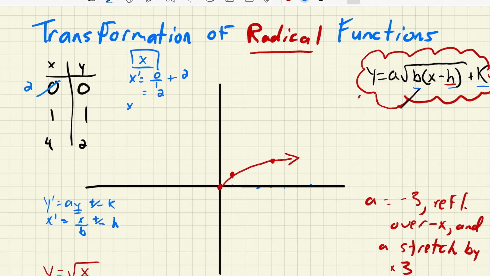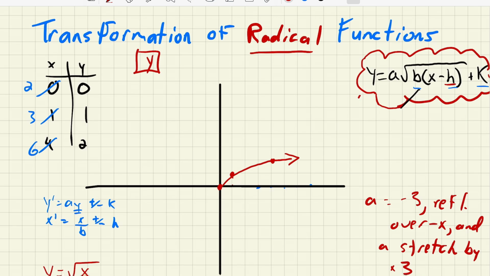And then for x prime at the 1, we're going to go 1 over 1 plus 2, and that's going to give us 3. So I'm going to scratch that out and put 3. And then for the 4, we're going to go x prime is equal to 4 over 1 plus 2, and the x prime would then be 6. So we scratch that out, and we'll put 6.